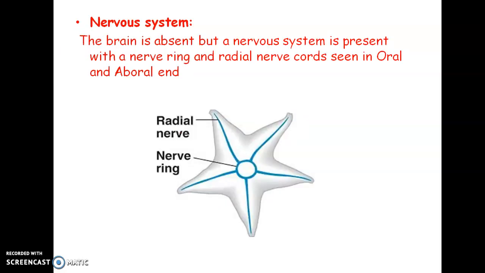And comes the nerve system. The nerve system is very primitive. A particular brain is altogether absent, but here the nerve system is represented by only two parts. They are called a nerve ring and a radial nerve. And they are seen at the oral as well as aboral end. Oral is the area where the mouth is located. So on the oral surface, or in the region of the mouth, you can see the nerve ring. And where the anus is located, on the dorsal side, you can see the nerve cord.